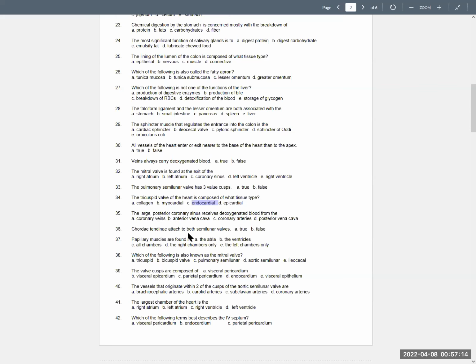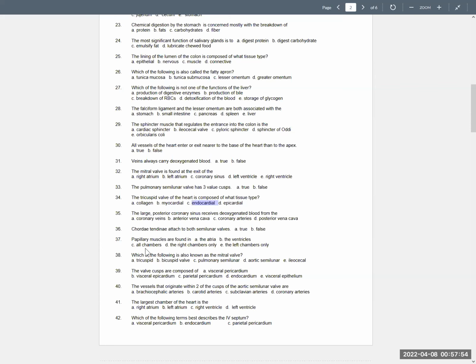Chordae tendineae attached to both semilunar valves. True or false? Come on, it's 50-50 here. False. It's false. The chordae tendineae only attach to the tricuspid and mitral valves. There are no chordae tendineae attached to the semilunar valves.